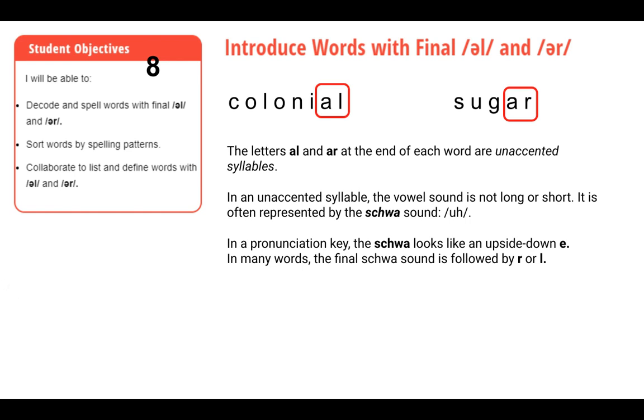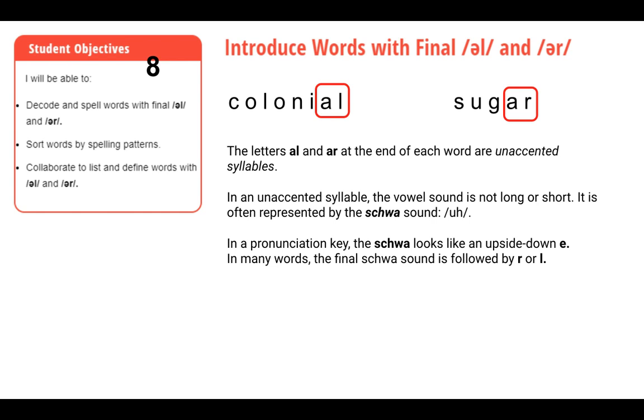Okay, we're going to do one more section today, introducing words with a final EL and ER. You'll notice that the E is upside down in those, and it's something that's called the schwa sound. So if you take a look at colonial and sugar, the letters AL and AR at the end of each word are unaccented syllables. In an unaccented syllable, the vowel sound is not long or short. It is often represented by the schwa sound, colonial, sugar. In a pronunciation key, the schwa looks like the upside down E.